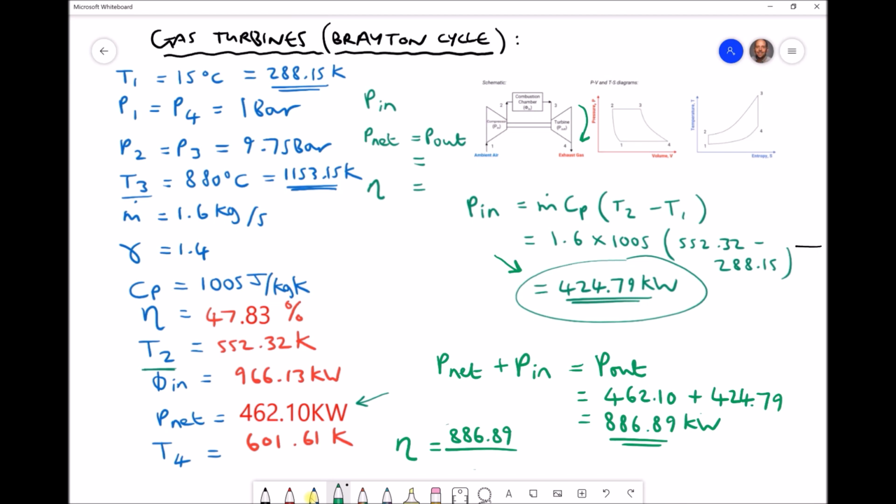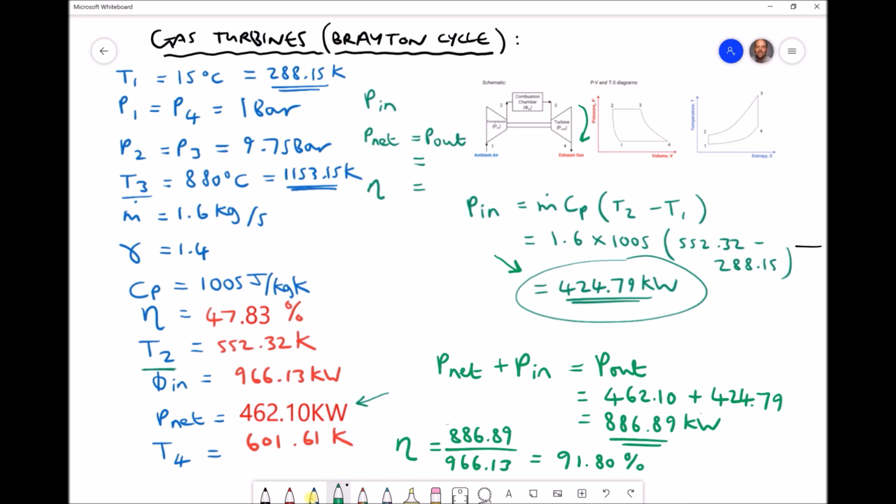Now the heat input to the process is exactly the same as before because the additional heat provided here in order to power the compressor comes from the hot exhaust gases. So our heat input remains as 966.13, giving us an overall cycle efficiency this time equal to 91.80%. So we can see this time our efficiency is significantly higher than our gas turbine operating on the simple cycle.